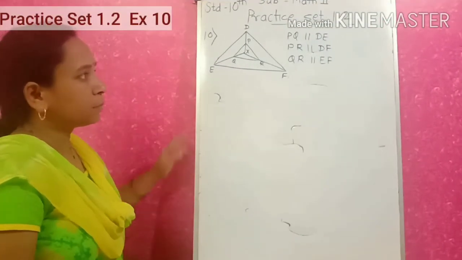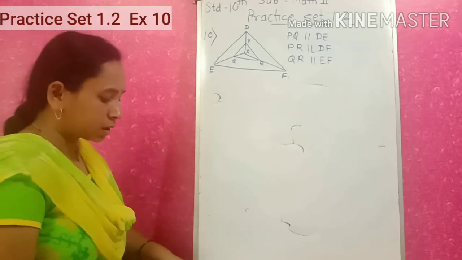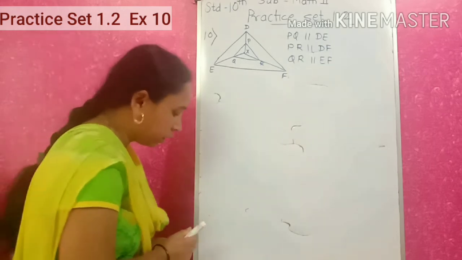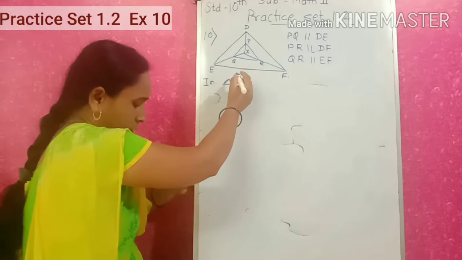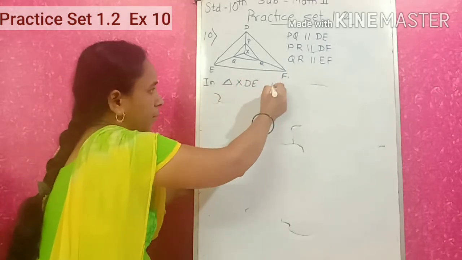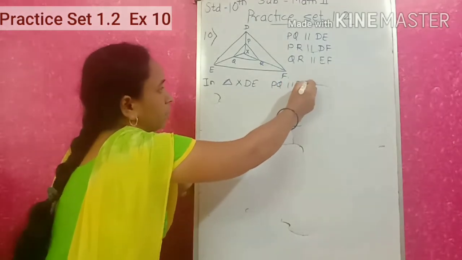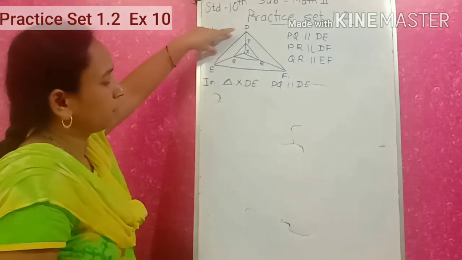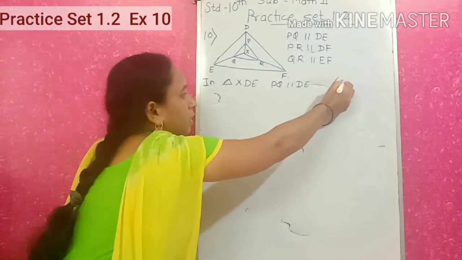10th example, this is an activity based example. In this, the activity is given on page number 15. You can go through it. Now here you see they have considered triangle XDE. They said that PQ is parallel to DE. And they ask the reason, what is the reason for it? It is given.